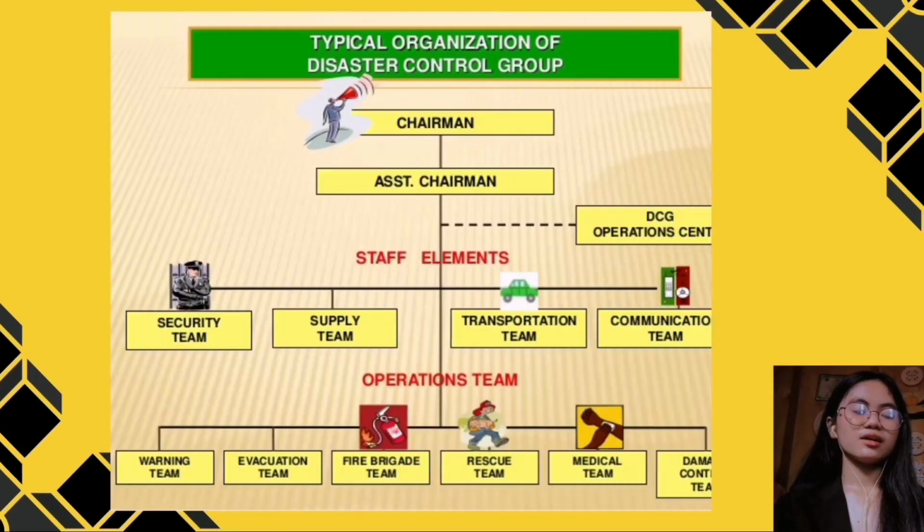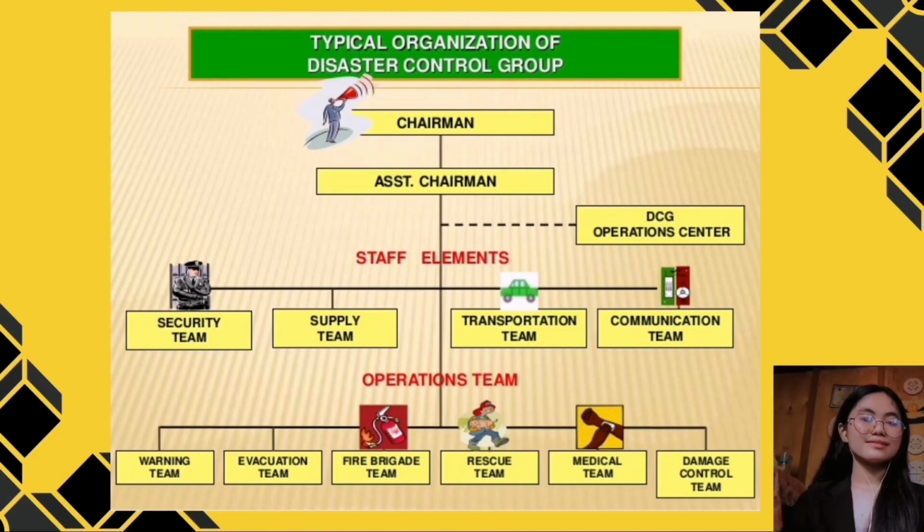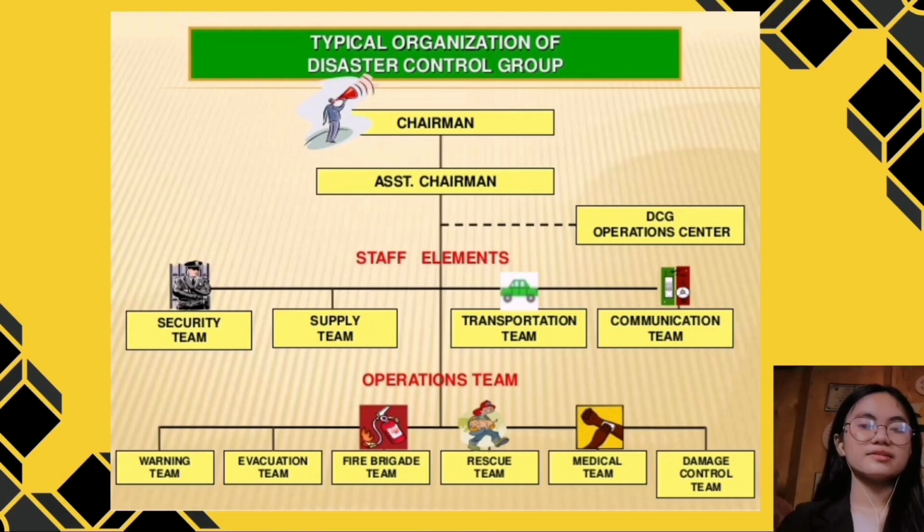So this is the typical organization disaster control group. Let us know what the responsibilities and duties are. The first duty and responsibility of these assigned people is the need to have plans and develop accident prevention programs for their establishment. The second one is to direct the accident prevention efforts of the establishment with the safety program or safety performance and government regulations in order to prevent accidents from occurring in the workplace.